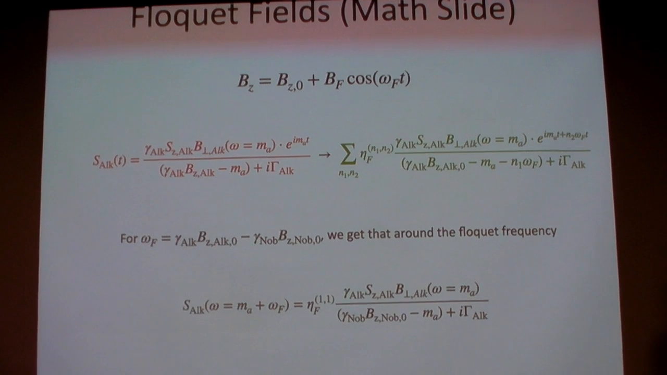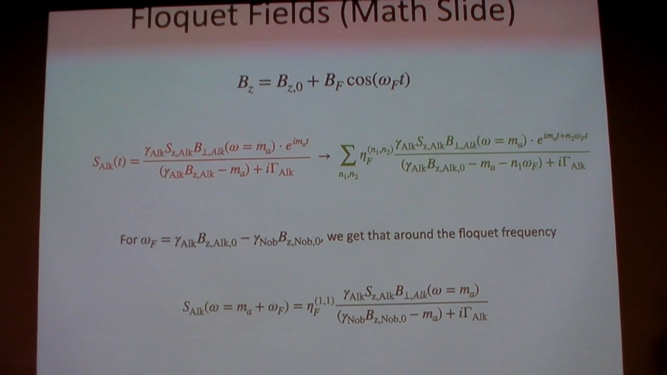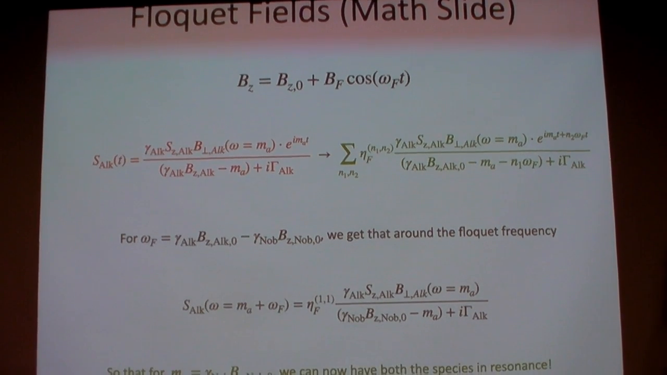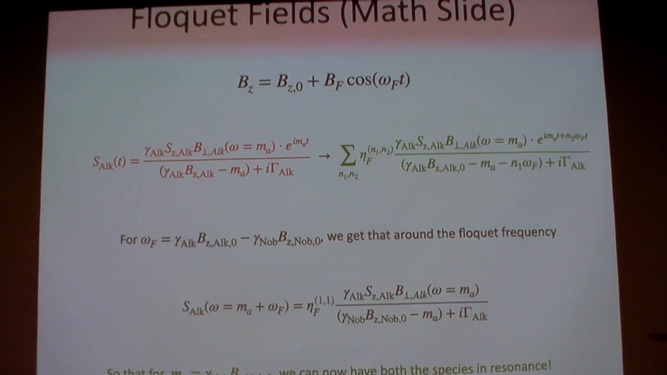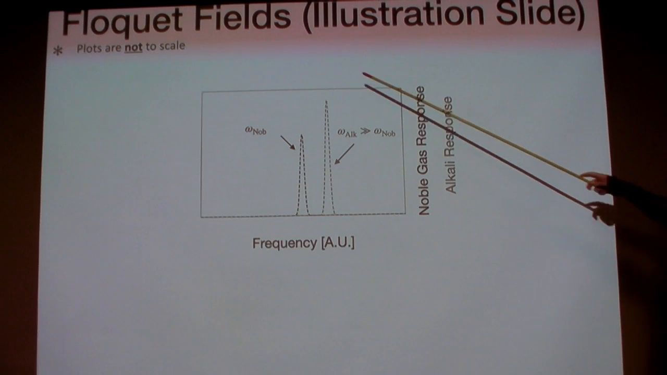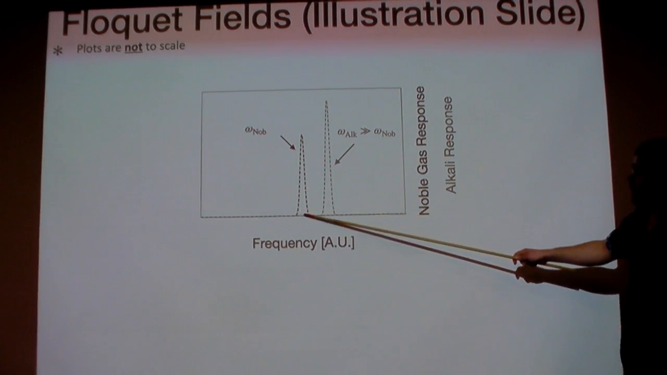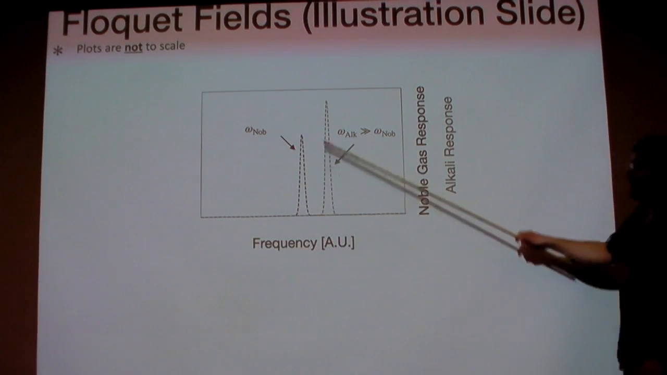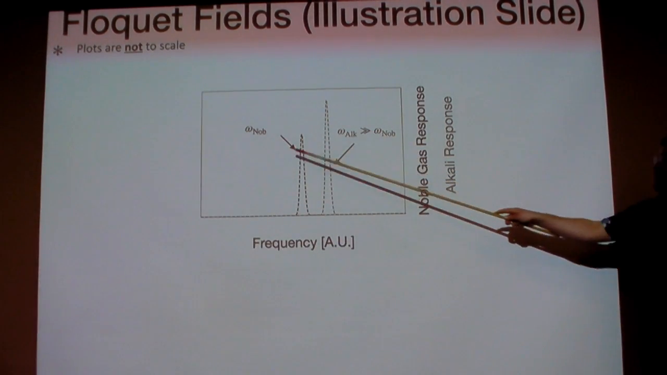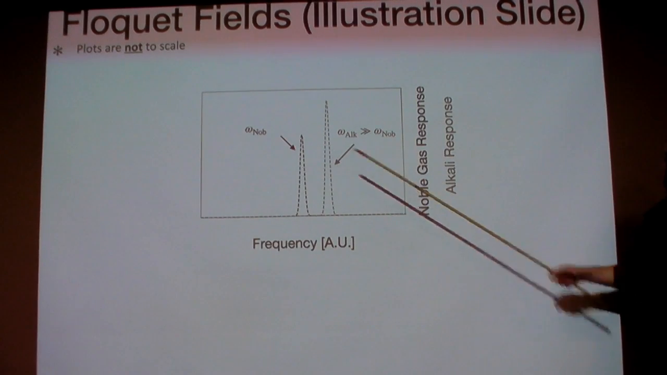So this is very useful because it allows us to put these two guys in a resonant simultaneous response. And this is, again, a bit of a more math slide, but if we want to understand what it actually looks like, I have some plots which are not to scale. So this is the response of the noble gas here in black, and this is the response of the alkali metal, and this is much bigger, the frequency here is much bigger than the one here.